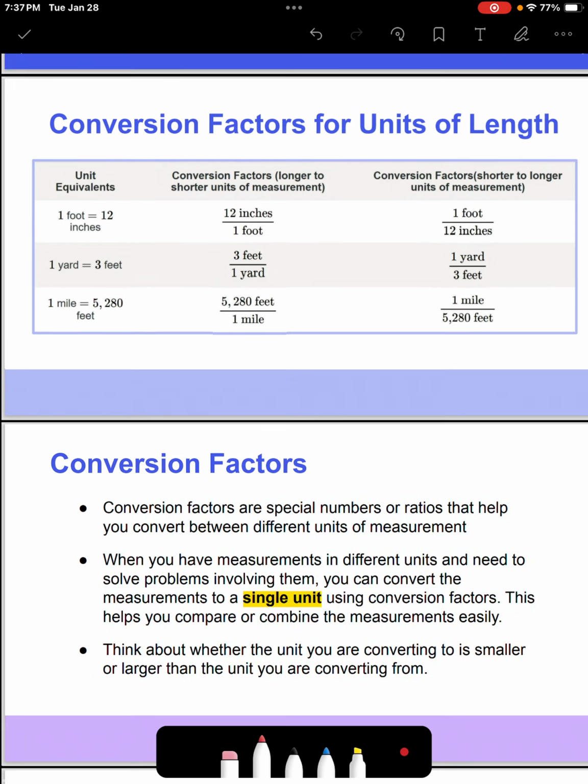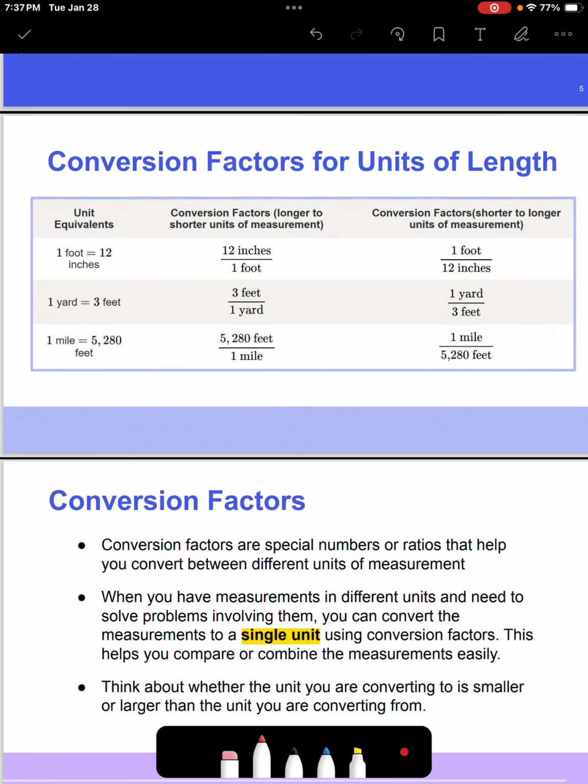So when we think about conversion factors, you can write the fraction either way: 12 inches over 1 foot, or 1 foot over 12 inches. These are the same. These are equal. They're just different units. 3 feet is 1 yard, or 1 yard is 3 feet. So we'll use those in a little bit.